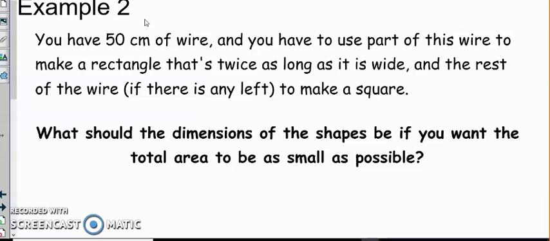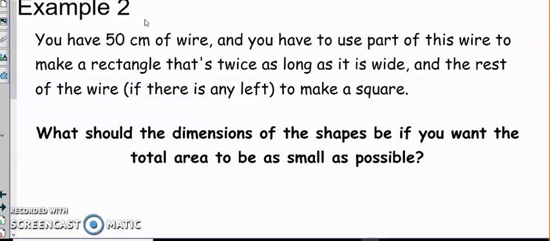All right, so example 2 says you have 50 centimeters of wire, and you have to use part of this wire to make a rectangle that's twice as long as it is wide, and the rest of the wire, if there is any left, to make a square. So with that, the question is, what should the dimensions of the shapes be if you want the total area to be as small as possible? So in other words, the area of both of them together to be as small as possible.